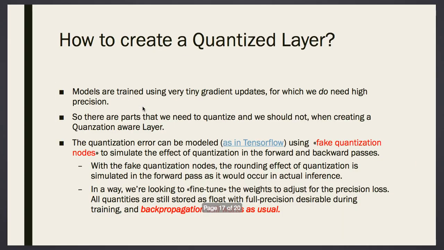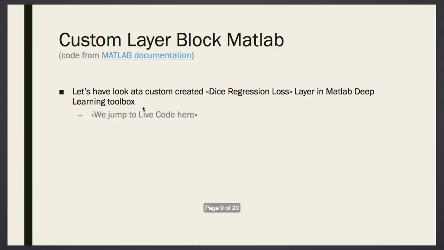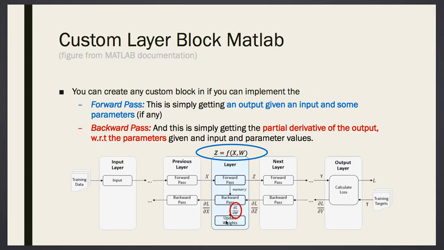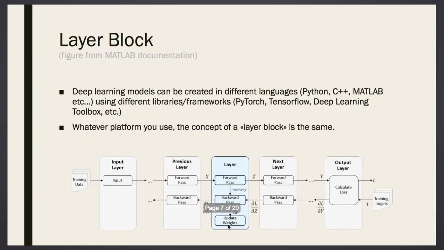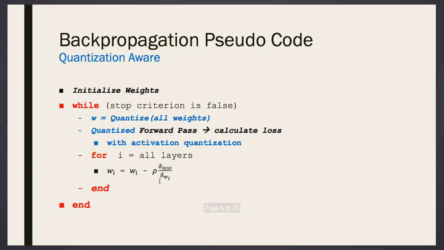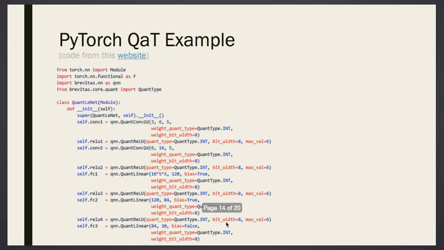But if you don't, how can you create your own? Well, you can. It's very simple. Well, models are trained using very tiny gradient updates, guys. So in these updates, actually, and in the pseudocode, these updates, as shown here, are very tiny bits.